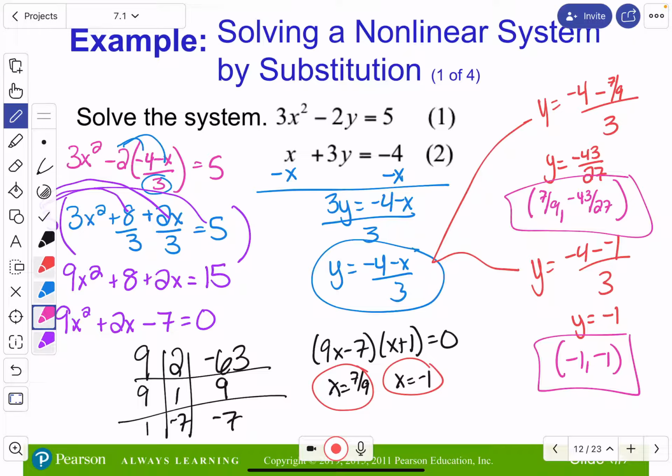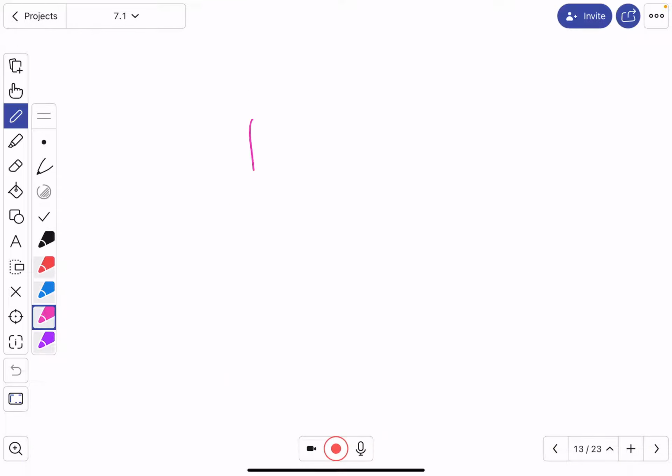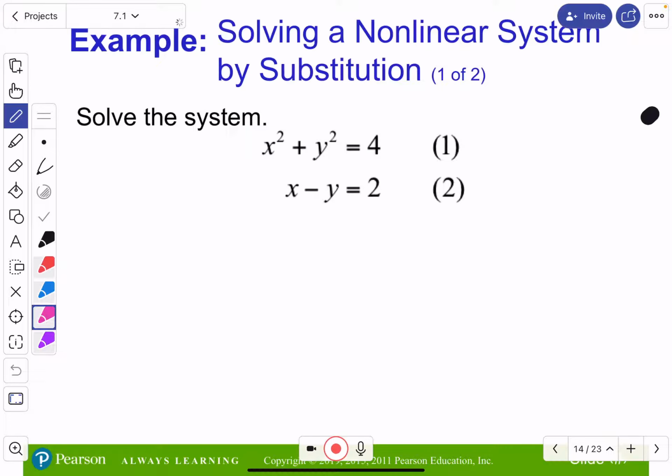So let's see if that makes sense. We have a parabola and a line. They can cross in two places, so it makes sense that we'd have two spots. Here is another system. We have a circle and a line. So let's see what we can do.